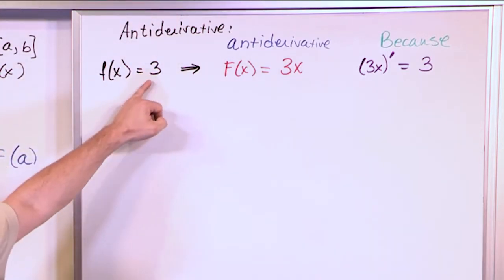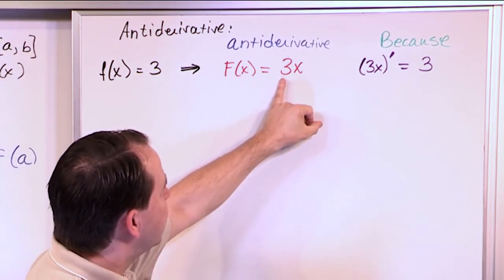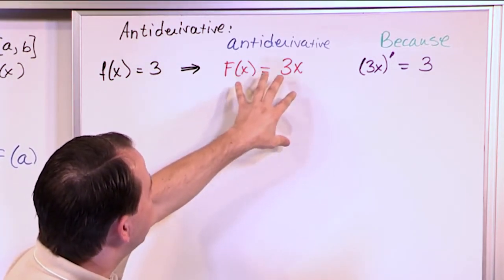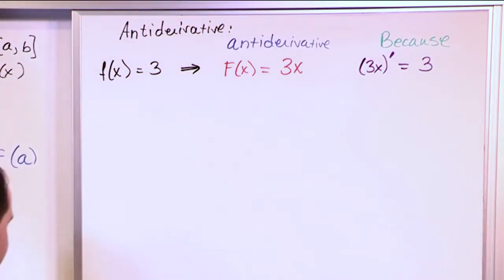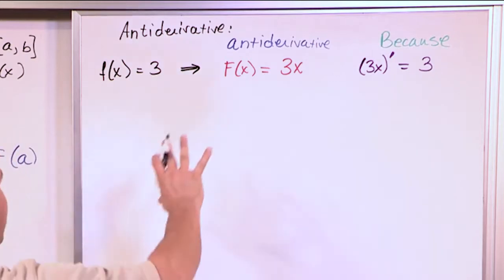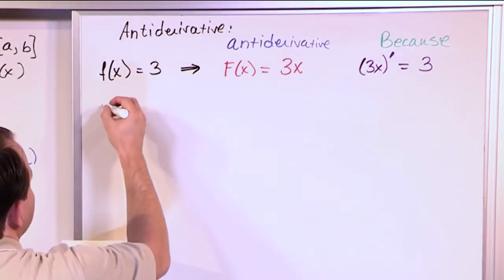So if you start with 3, this must be the only antiderivative that exists here, because if I take the derivative of 3x, like this, I'm going to get back what I started with. So let me show you a couple more examples. And there is more to it than this, okay? I'm going to get into more details in a few minutes, but this is basically the idea.